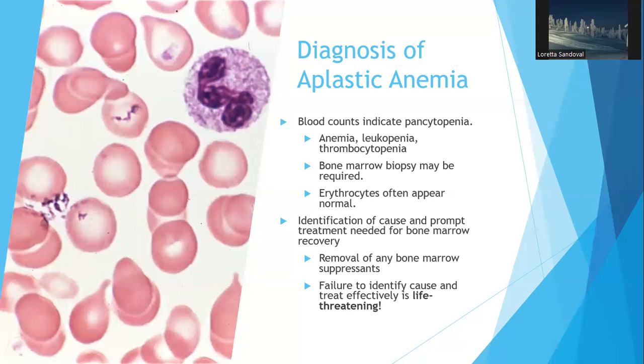As the blood counts diminish, uncontrollable infection and hemorrhage are likely. So it's not just the signs of anemia that you get with aplastic anemia, you also get the signs of leukopenia and thrombocytopenia. So serious stuff.